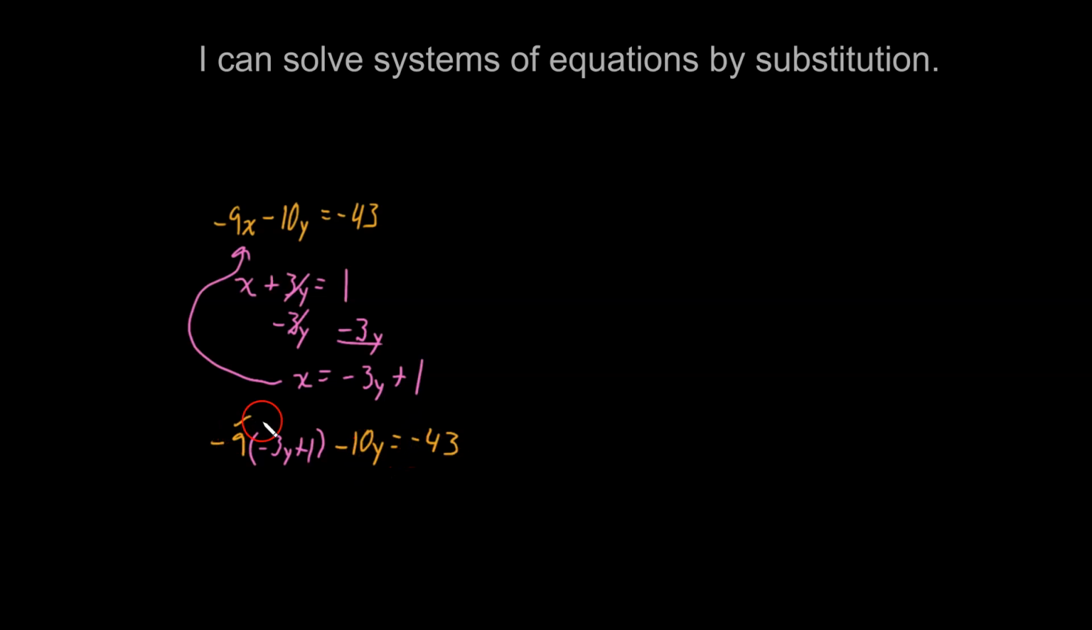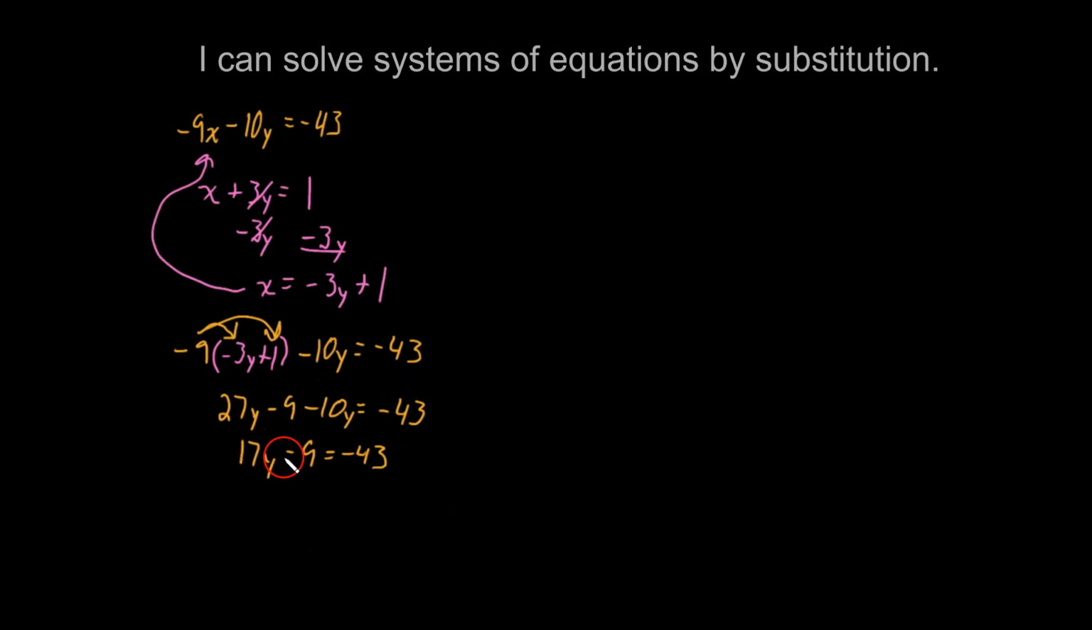And now we just distribute this over here. So we get 27y minus 9 minus 10y equals negative 43. That would give us 17y minus 9 equals negative 43. Now it's just a two-step equation, so I'd add 9 and add 9. We get 17y equals negative 34. Divide by 17 and divide by 17. We get y is equal to negative 2.